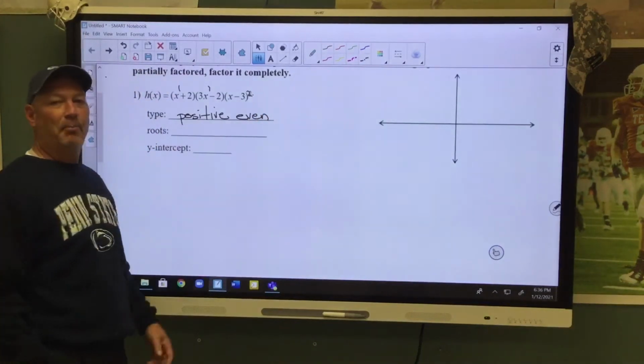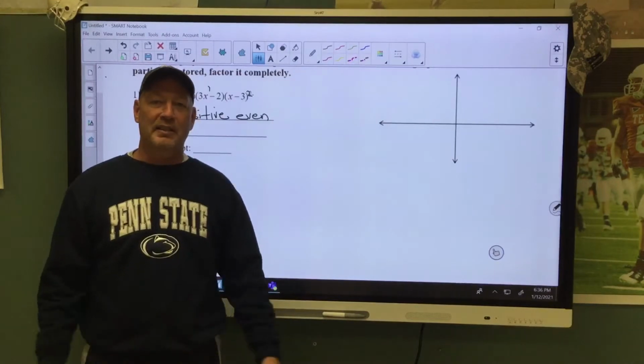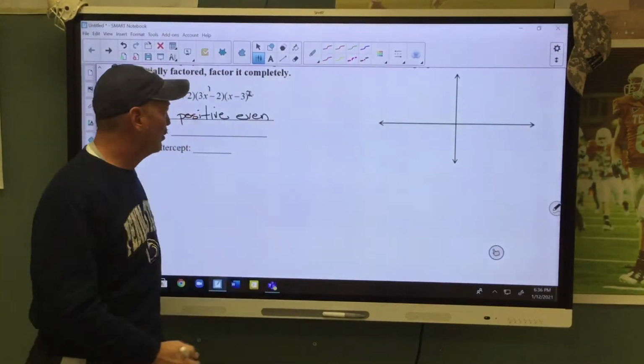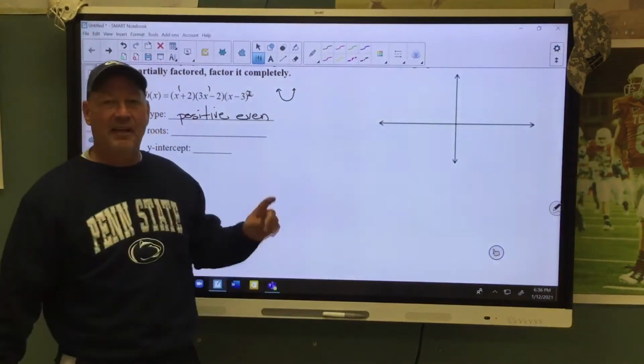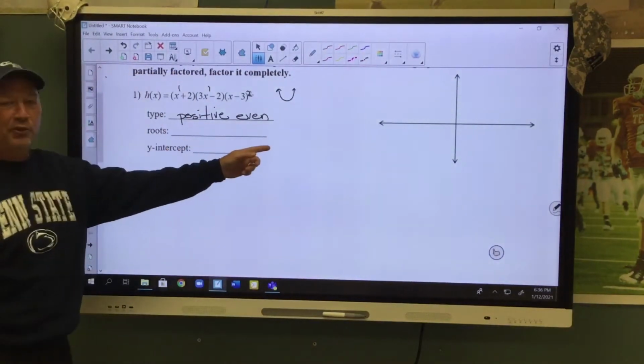Now when we have a positive even graph, even means they're going in the same direction. Positive tells you how we're going to finish. So my graph is going to end up starting up and finishing upward. Okay? They're going to ask you for your roots.